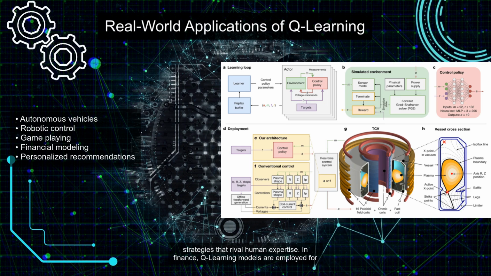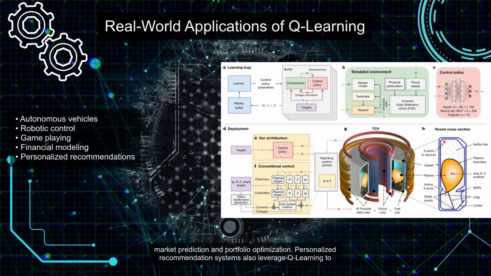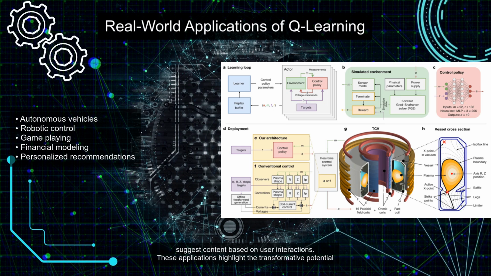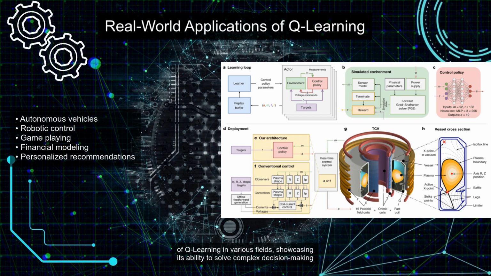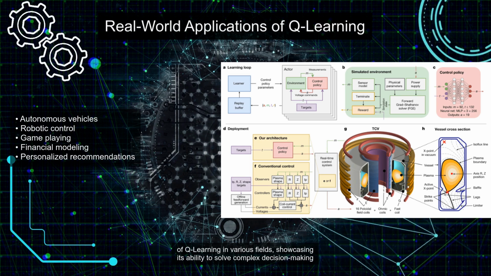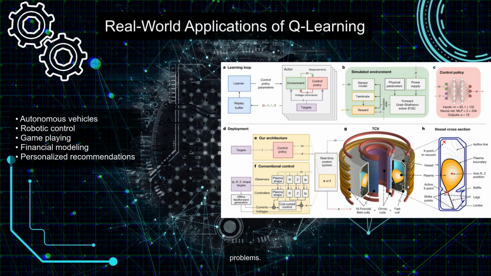In finance, Q-learning models are employed for market prediction and portfolio optimization. Personalized recommendation systems also leverage Q-learning to suggest content based on user interactions. These applications highlight the transformative potential of Q-learning in various fields, showcasing its ability to solve complex decision-making problems.